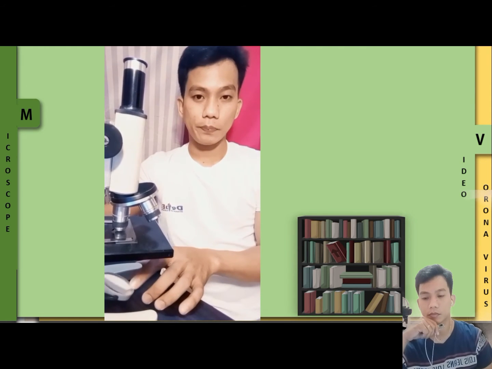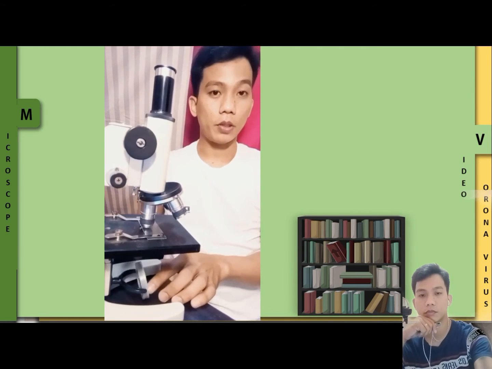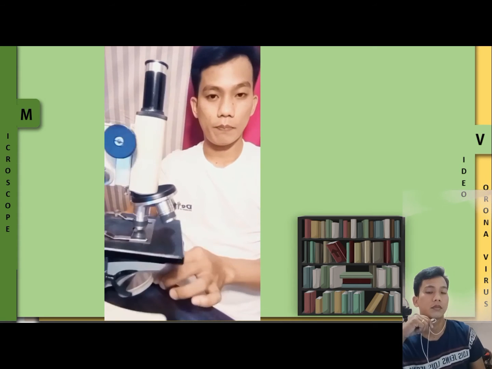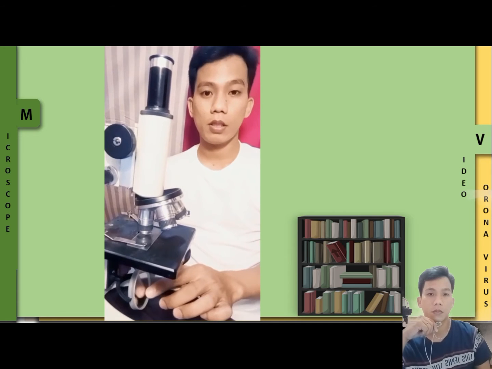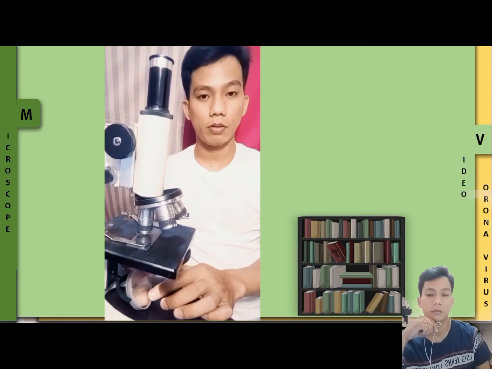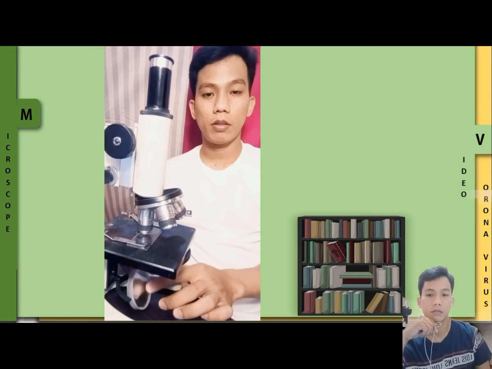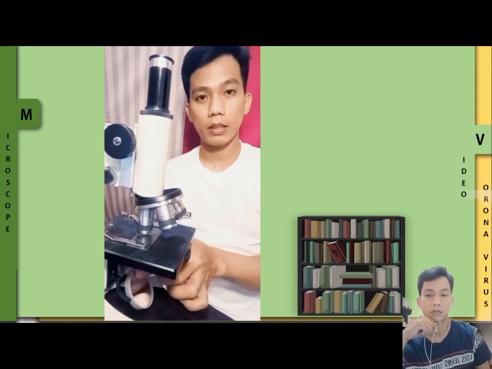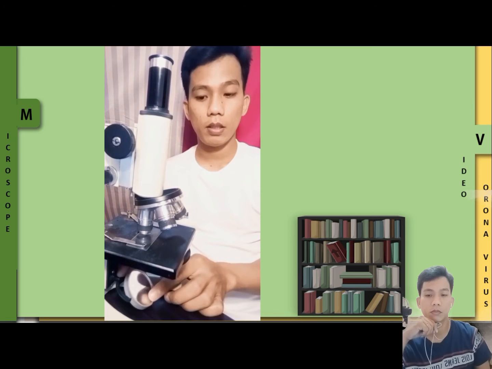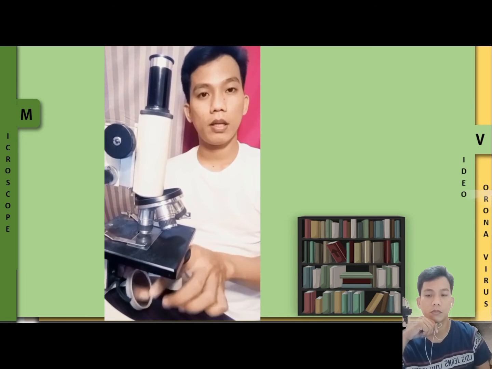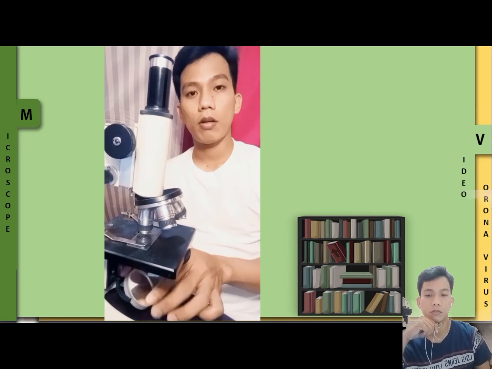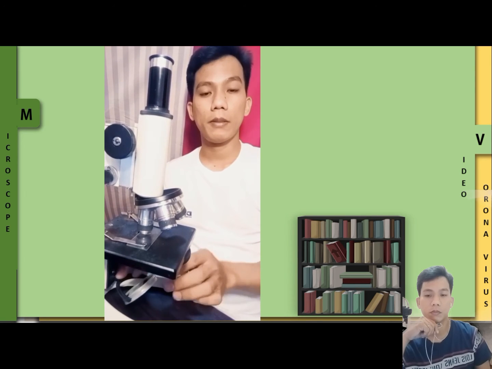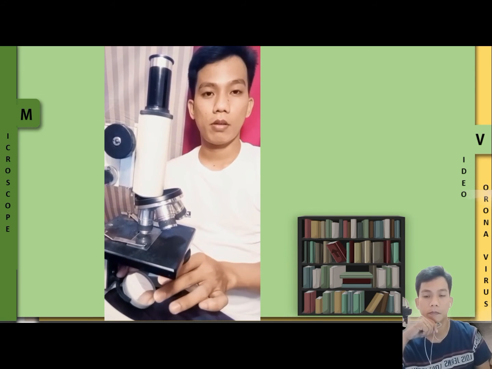The mirror is found here at the bottom. The lowest part. So, the mirror catches the sunlight. Okay? So, in the mirror, there are two sides. The curved side gathers more sunlight. And the flat side gathers less, or disperses the sunlight. Okay? So, this is the mirror.